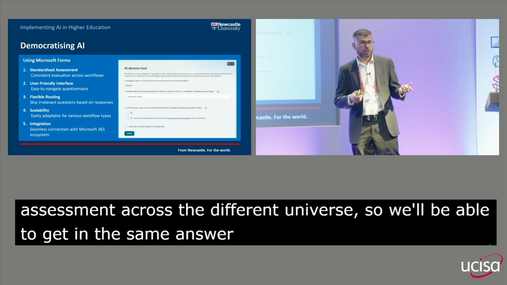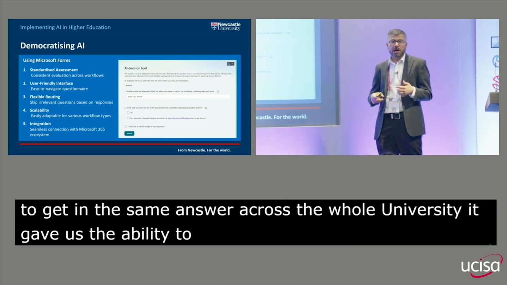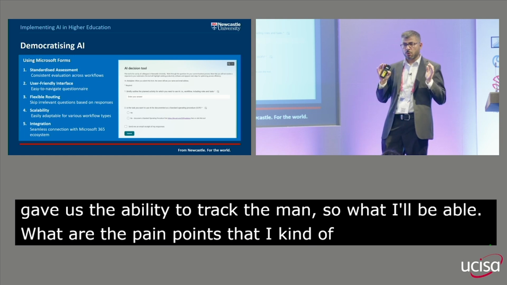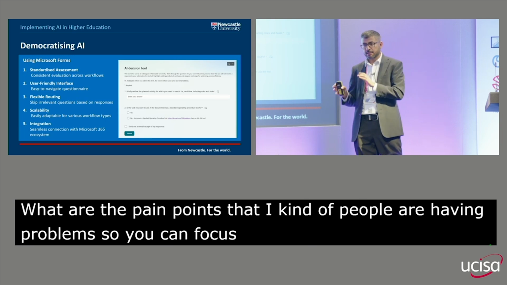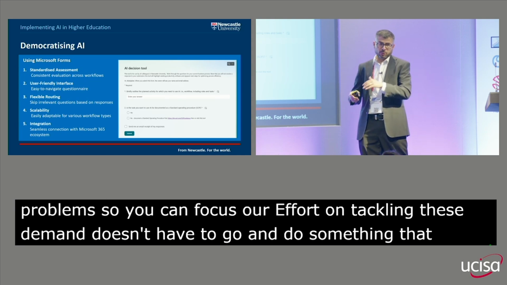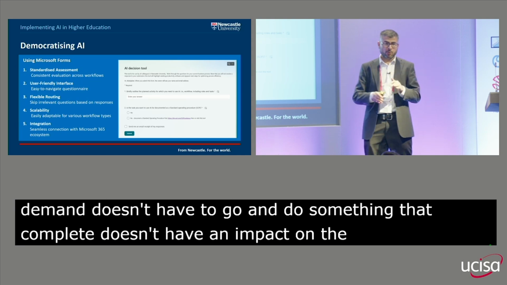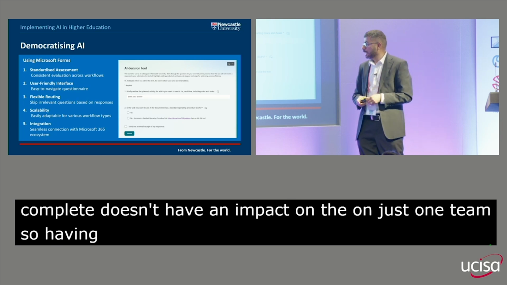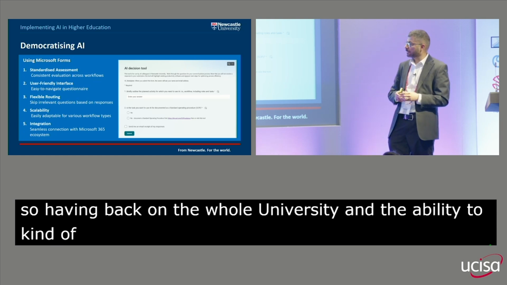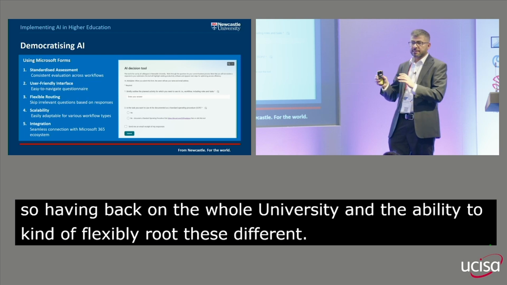It gives us the ability to track demand, so what are the pain points where people are having problems, so we can focus our effort on tackling these demands, rather than doing something that has an impact on just one team, and instead have an impact on the whole university. And it gives us the ability to flexibly route these different questions to particular teams that can deal with them.